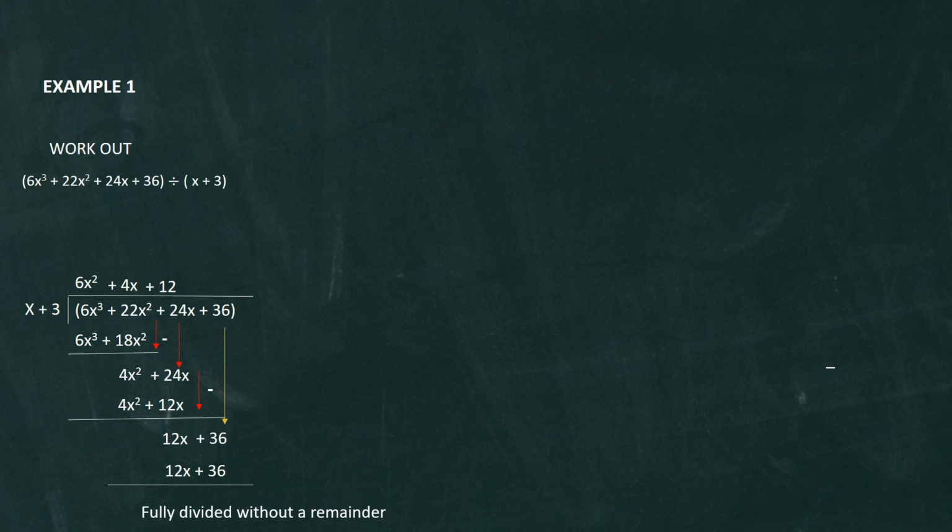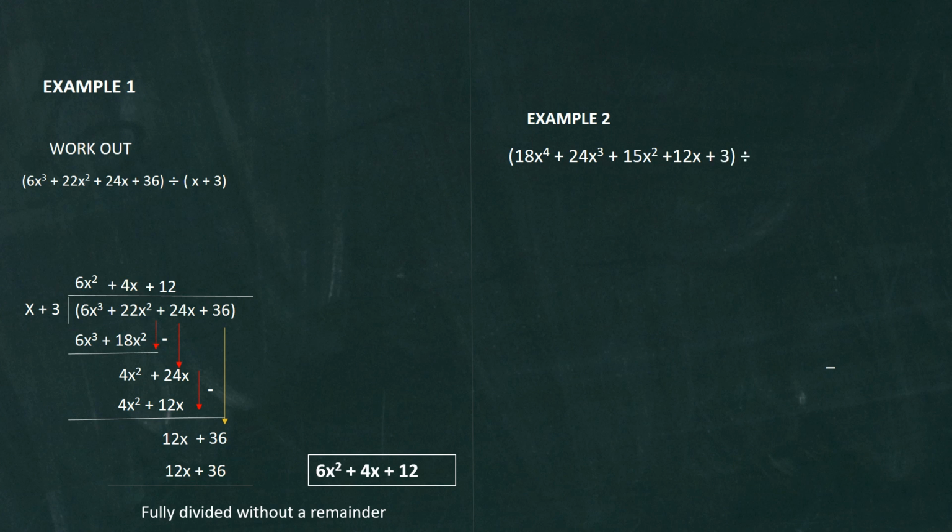Let us look at a second example to help us understand this better. In example 2, we have 18x power 4 plus 24x power 3 plus 15x squared plus 12x plus 3 divided by 6x squared plus 3. Again, we're going to put 6x squared plus 3 outside the division sign and 18x power 4 plus 24x power 3 plus 15x squared plus 12x plus 3 inside the division sign.